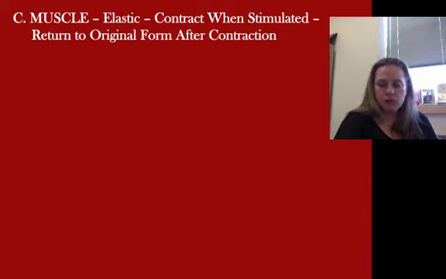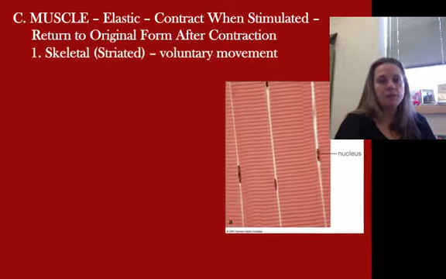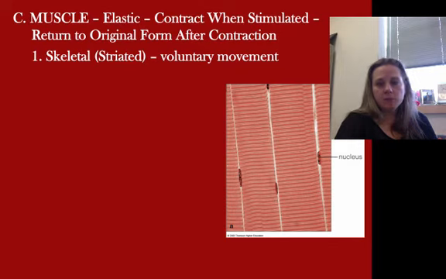Another type of tissue that we'll play around with a little bit is muscle tissue. It's very elastic. It contracts when it's stimulated, which is a good thing. That's why we can move. But again, that elasticity piece is it returns to its original form after it's been contracted.